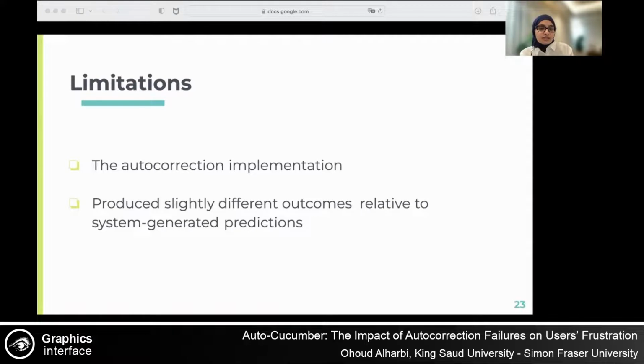A limitation of the study is that our autocorrection implementation might have produced slightly different outcomes relative to system-generated predictions. We used our own implementation because we wanted to tightly control the percentage of autocorrect failures and to explore the best case scenario with a perfect autocorrection condition.